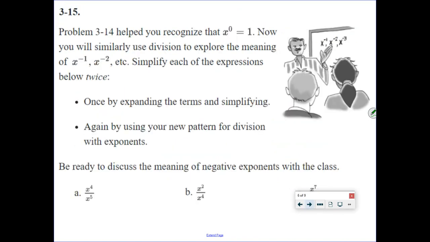All right. Well, let's keep going. Problem 314 helped you recognize that x to the 0 equals 1. Now you will similarly use division to explore the meaning of x to the negative 1, x to the negative 2, etc. Simplify each of the expressions below twice. One by expanding and simplifying, and again by using your new pattern for division with exponents.